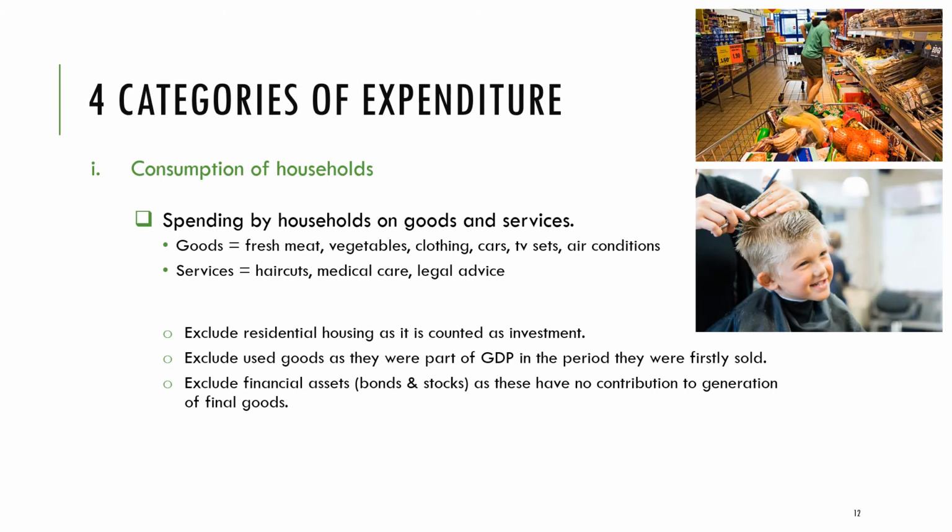Consumption of households refers to spending by households on goods and services. However, household expenditure does not include buying residential housing because it is counted in the investment category. Secondly, used goods transactions are not counted as household consumption because they were part of GDP in the period they were first sold. Besides that, financial assets such as bonds and stocks have no contribution to the generation of final goods. Therefore, transactions of these financial assets do not contribute to GDP.